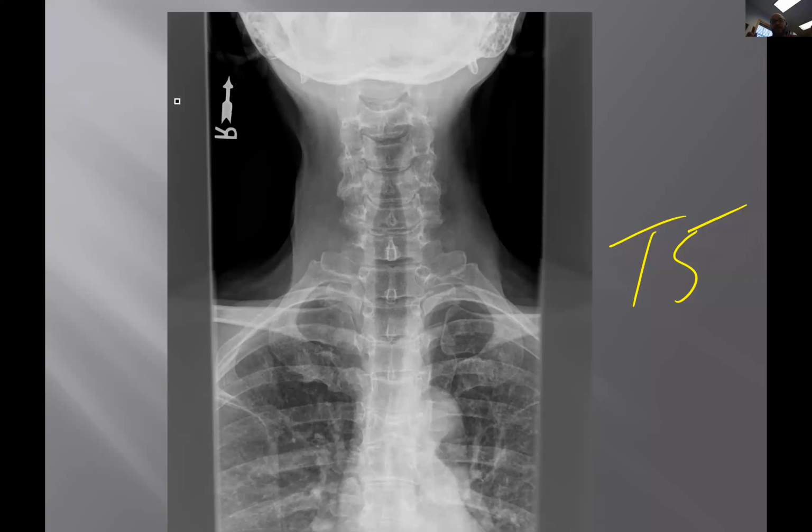But here's the take-home lesson that you might see again. A butterfly vertebra always mimics a compression fracture on the lateral view. That's huge. Because I've seen probably 20 butterfly vertebrae in the last 20 years. You're going to see this. A butterfly vertebra mimics a compression fracture on the lateral view. All right. Questions on this case?